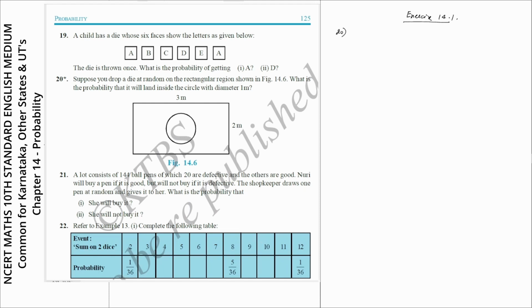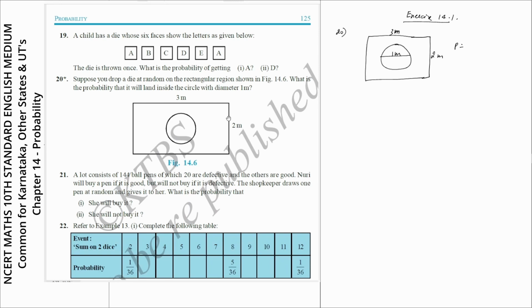Exercise 14.1, question number 20. Suppose you drop a die at random on a rectangular region shown in figure 14.6. What is the probability that it will land inside the circle with diameter 1 meter? So the rectangular region is of dimension 3 meter by 2 meter and there is a circle inside it of diameter 1 meter. Now if I throw a dice, what is the probability that the dice will fall inside the circular region? That's the question.